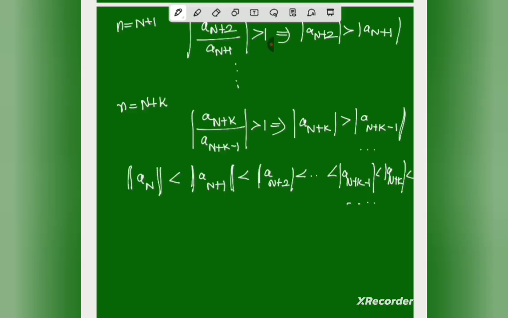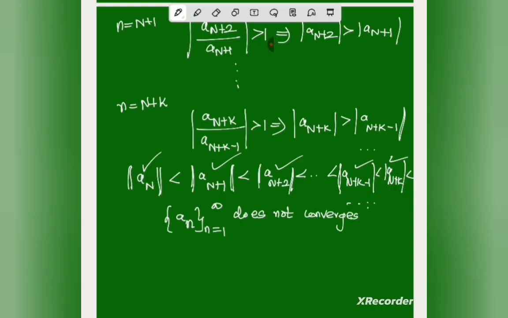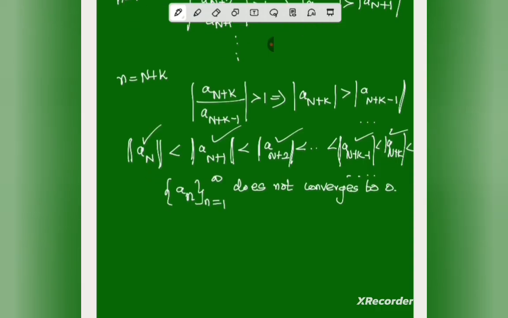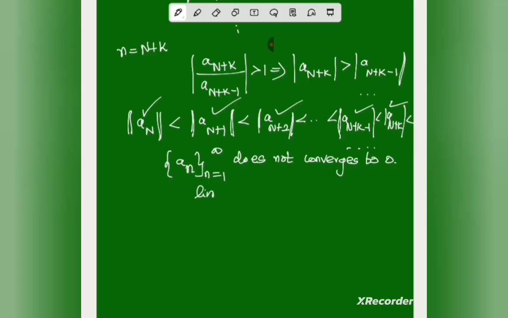So when it is getting greater, definitely I can say that the sequence terms are getting larger and larger, which means I can say that the sequence a_n does not converge to 0. I can say that this sequence a_n does not converge to 0, which means that the limit of the sequence a_n is not equal to 0.